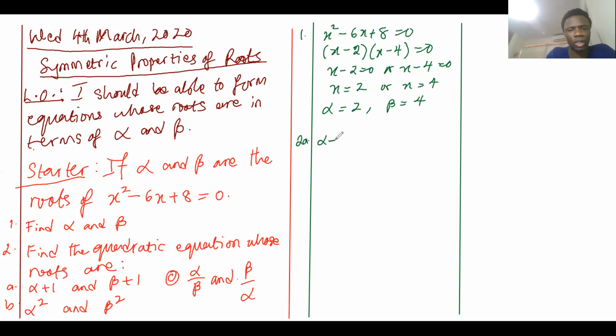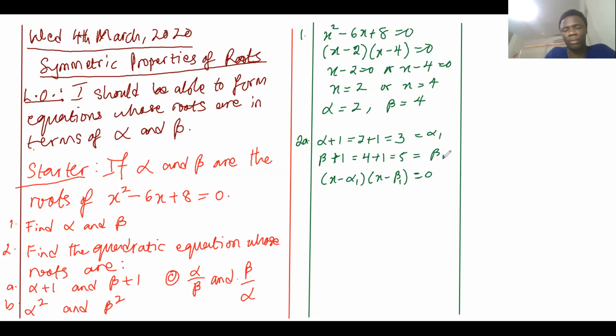So for 2a, alpha plus 1 would be 2 plus 1, which is 3. Beta plus 1 will be 4 plus 1, which is 5. So 2 ways I can do it. X minus alpha 1, x minus beta 1, because I don't want them mistaken for alpha and beta. In this case, this is my alpha 1, and this is my beta 1. Okay, so that would be x minus 3, x minus 5 equals 0. That will be x squared. Eventually, you get this.